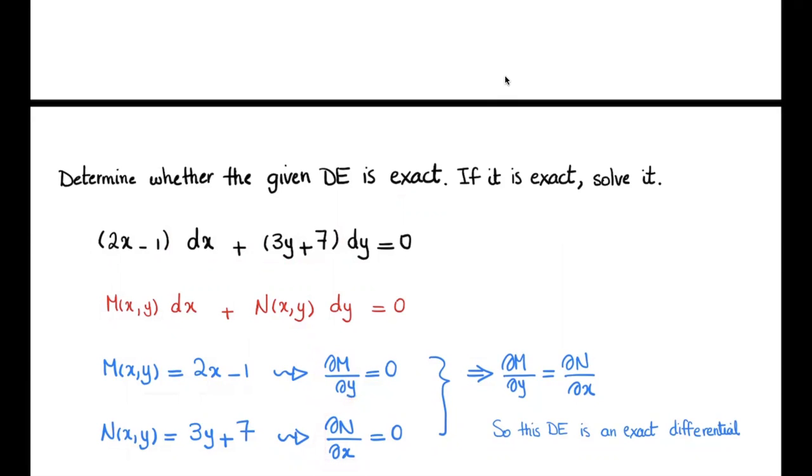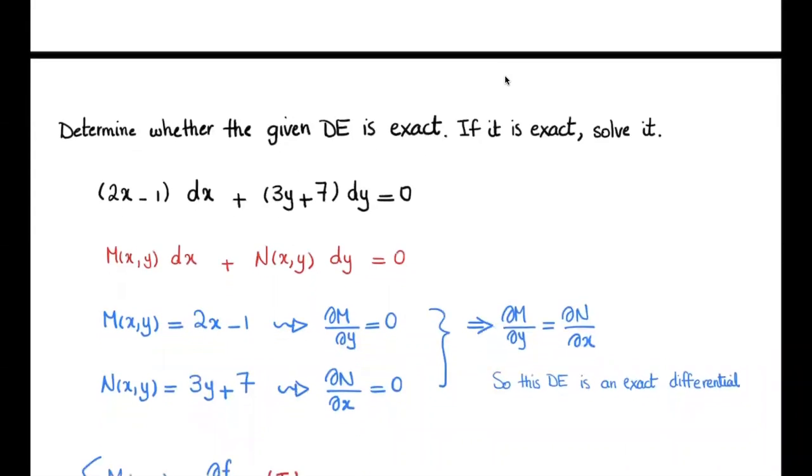So M is only a function of x, so its derivative with respect to y is equal to 0. And N is only a function of y, so its derivative with respect to x is equal to 0. Then this equation is valid. And based on the definition of exact differential on the website, this differential equation will be an exact differential.